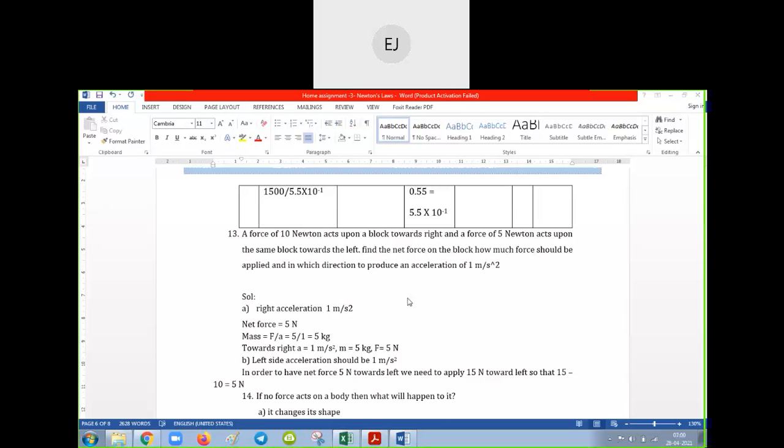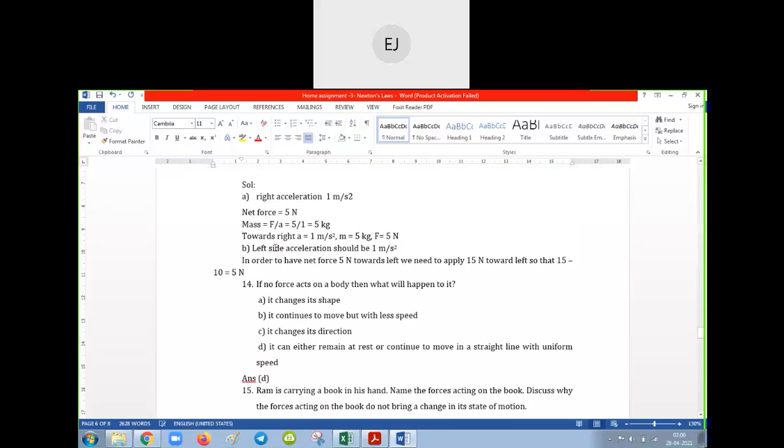So if you want 1 meter per second square acceleration rightwards, net force should be 5 Newton and mass should be 5 kg. Then you will get the acceleration 1 meter per second square rightwards. And if you want the acceleration leftwards, 1 meter per second square, then what do we have to get? We have to get a 5 Newton leftwards net force.